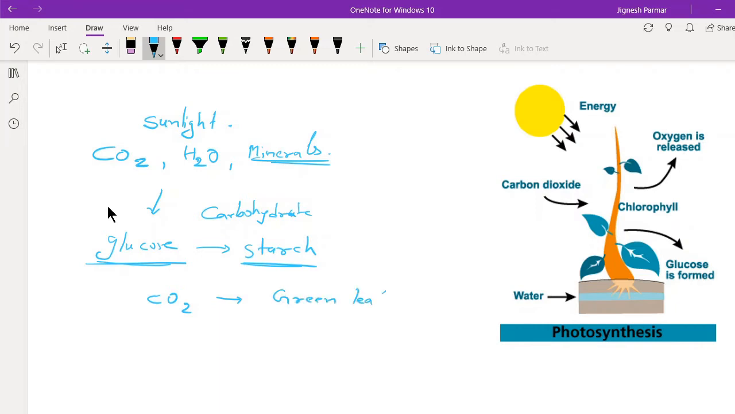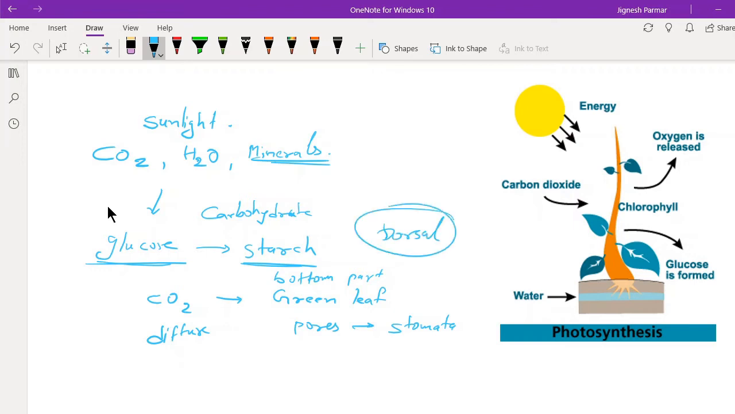On the bottom, dorsal side of the green leaf, they have some pores. Those pores are called stomata. From here, carbon dioxide gets diffused from the bottom part of the leaf, which we call the dorsal side.